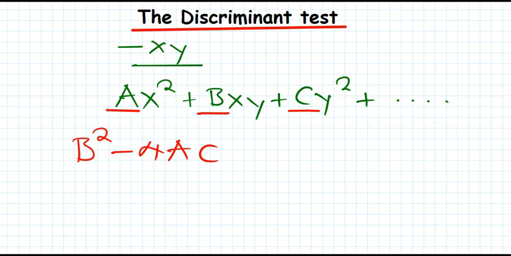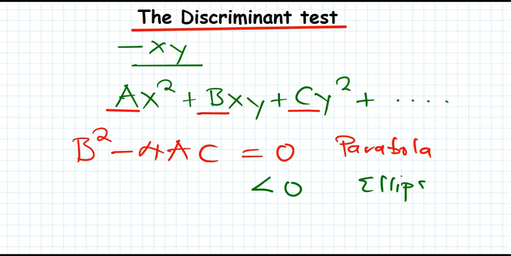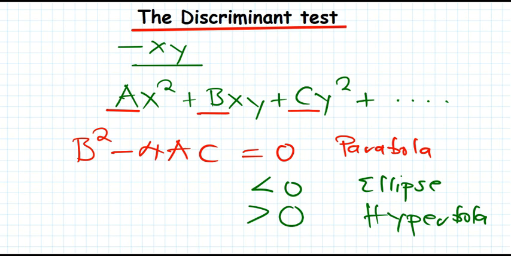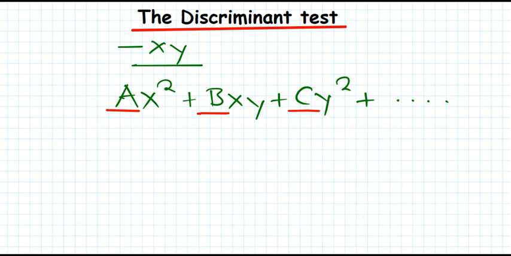Okay, so now what is the key here? When it's equal to 0, it's a parabola. When it's less than 0, it's an ellipse, and when it's greater than 0, it's a hyperbola. Hyper means bigger, so we use that to help us remember. The hyperbola will be greater than 0, when it's equal to 0, it's a parabola, and the ellipse will be less than 0. Okay, so I hope you got that.